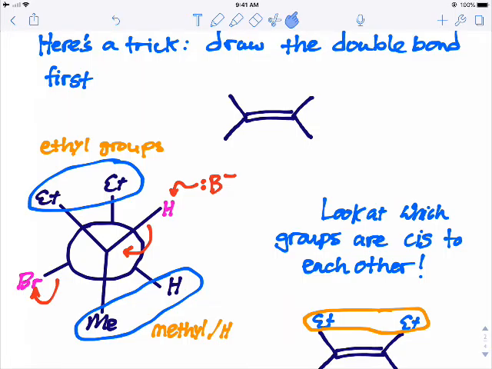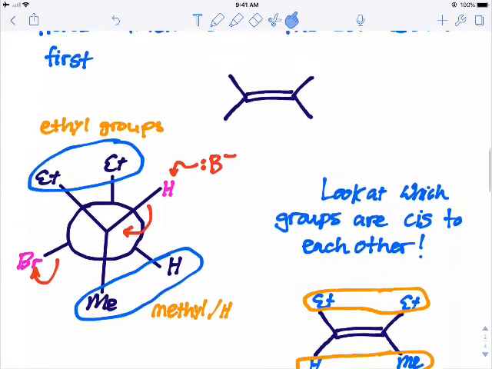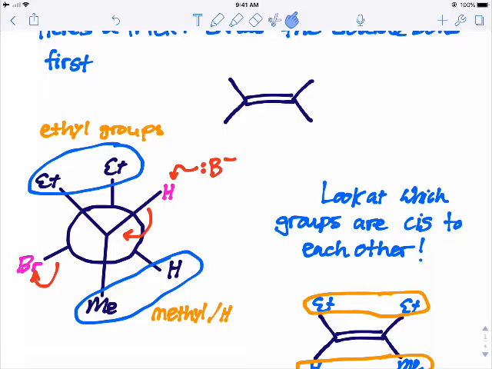And look at which groups are next to each other. Like we said, the ethyls are next to each other. They're on different carbons. Don't draw them on the same carbon. Remember, you can see that one ethyl is on the front carbon and one ethyl is on the back carbon. So make sure you don't draw them on the same carbon when you see that they're next to each other. All that means is that they are positioned in the same plane of each other in that double bond.